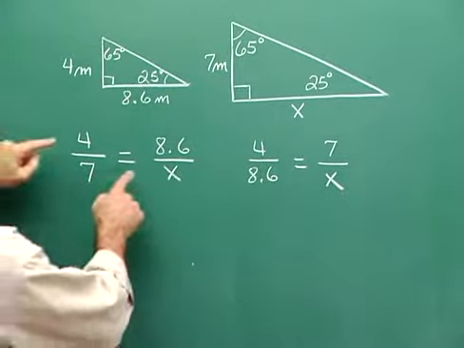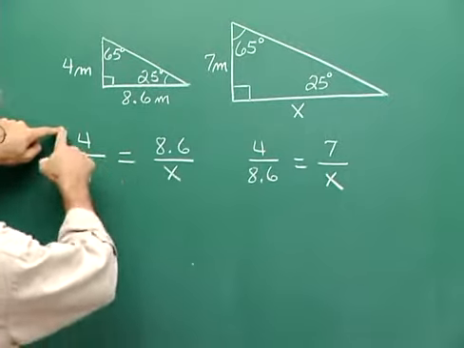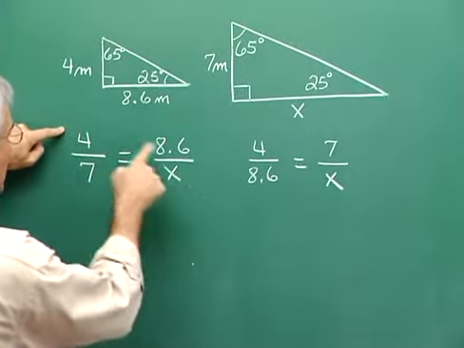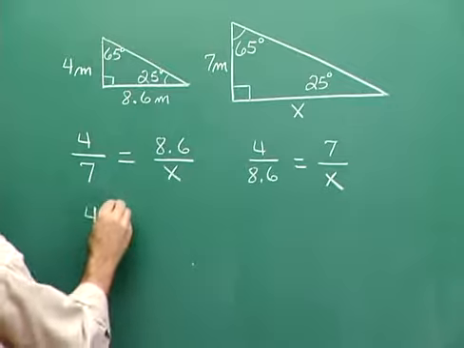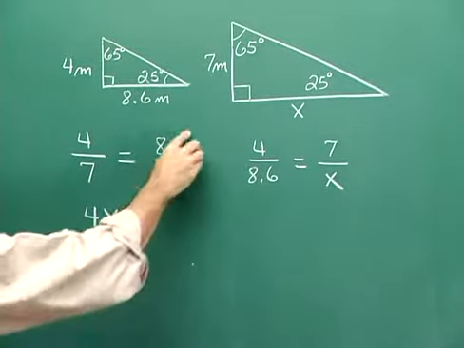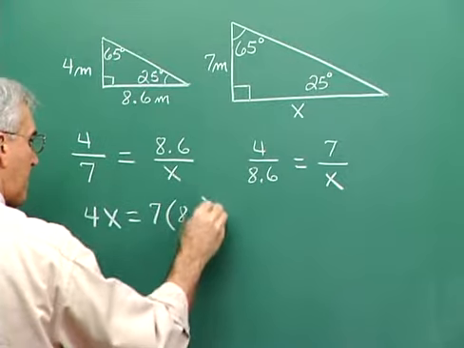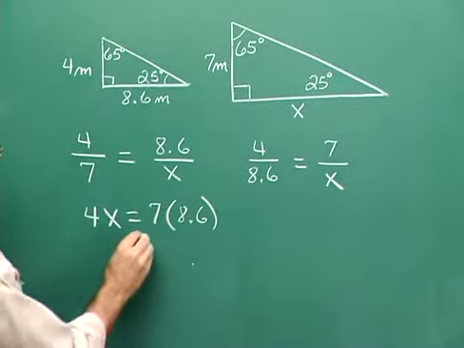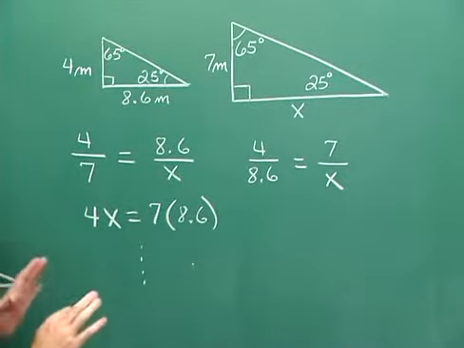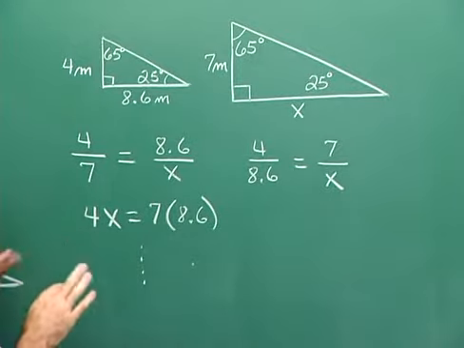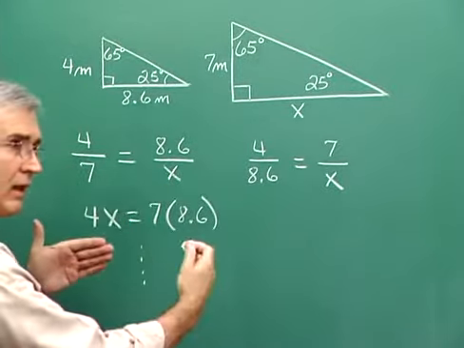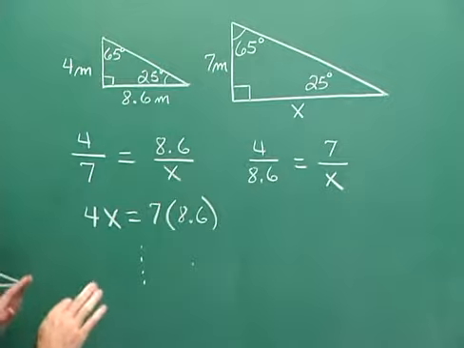That's the shortcut. Now if I multiply along this diagonal, 4 times x, I have 4x. And if I multiply along the other diagonal, I have 7 times 8.6. Now, I'm confident that from here we can go through and solve this. The answer, though, to me right now is not terribly important. It's the setup and the development of how to solve it that's so very important.